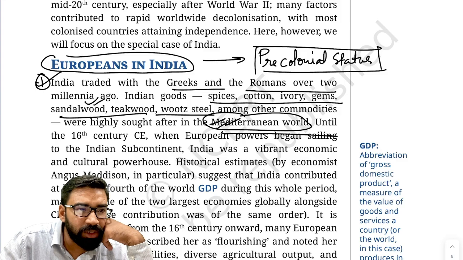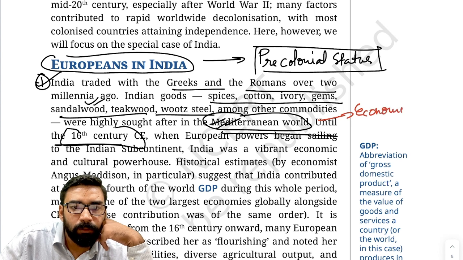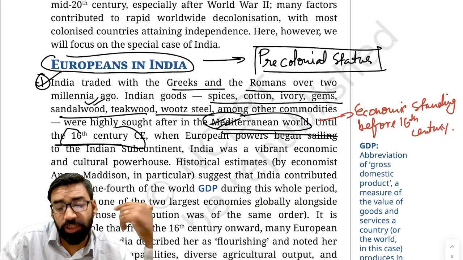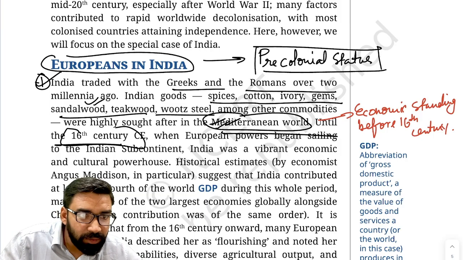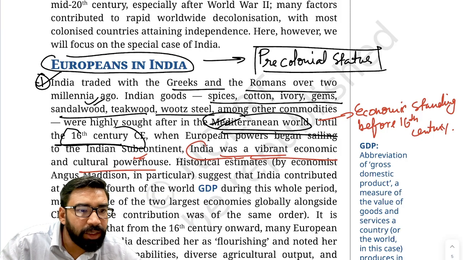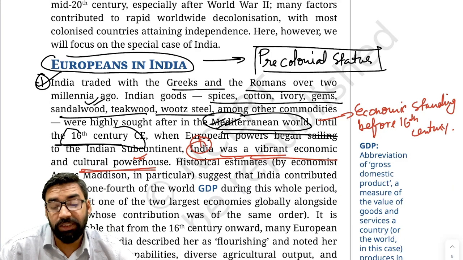So what was the economic standing before the 16th century? This is something which is very important, as you can see here. What was the economic standing before the 16th century? First, India was a vibrant economic and cultural powerhouse. This is the first thing in the 16th century.